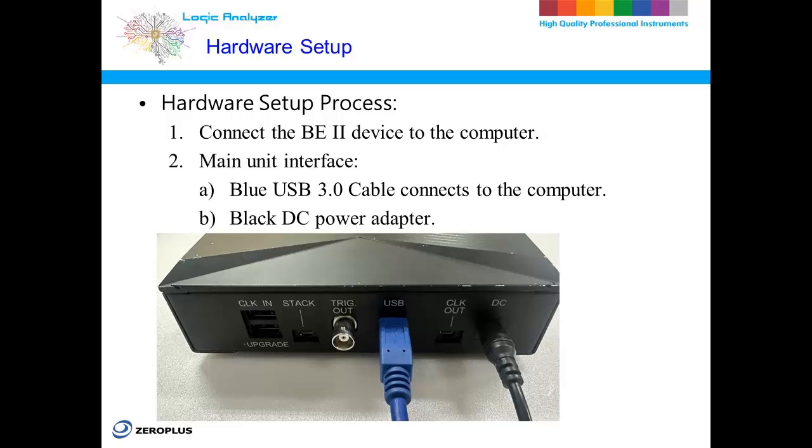After completing the software installation, the next step is hardware setup. Here's the specific process and key points for setting up the B2 hardware. First, let's connect the B2 device to the computer. Check the ports on the back of the B2 main unit. These include the power port and data connection port. Follow the steps below to ensure a correct connection.